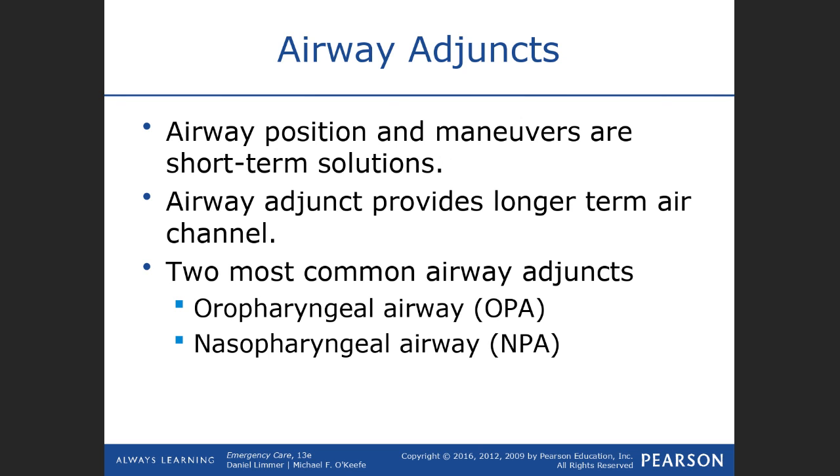So airway adjuncts. Airway positioning and maneuvers are short-term solutions. Again, once you have positioned the airway using manual maneuvers, once you release those maneuvers, the airway is going to close. And if your patient is unresponsive, they can't keep their airway open. You have to open the airway, maintain the airway. This is where your airway adjuncts come into play. And the two most common airway adjuncts that you will use as an EMT are an oropharyngeal airway and nasopharyngeal airway.